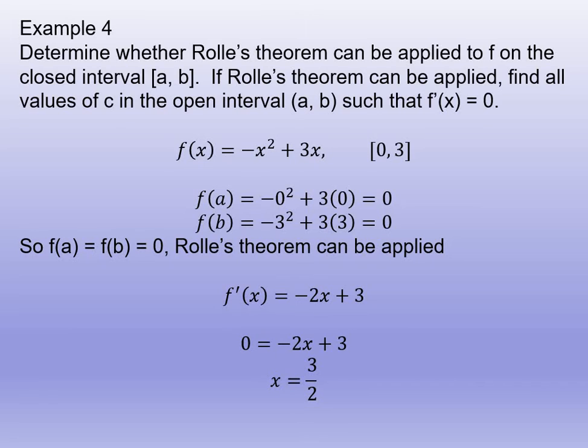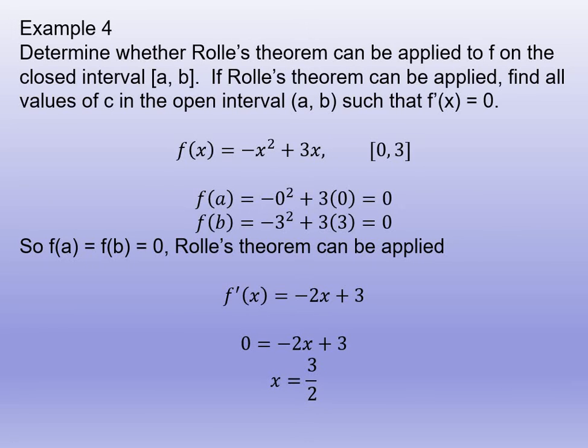So for the first step, we had to check whether we can apply Rolle's theorem. We proved that, since f of a equals f of b. And then we were able to find all the values of c in the open interval where the derivative was equal to 0. So our c ended up being 3 halves.